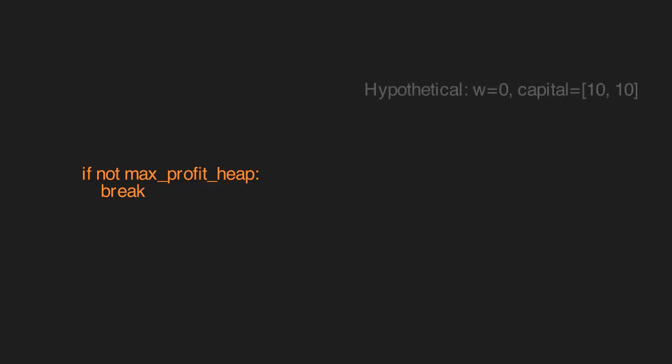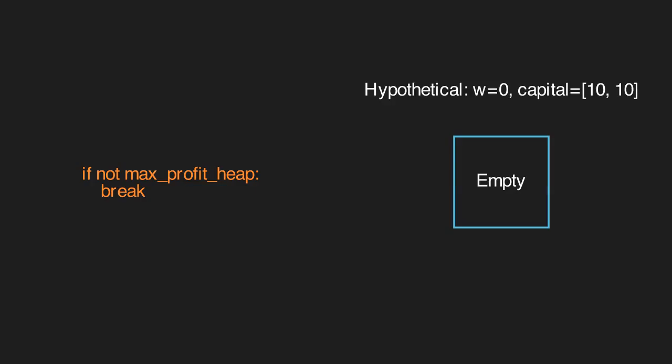Before concluding, let's observe a critical edge case handled by the code: if not max_profit_heap, break. What if, during any iteration, we couldn't afford any new projects and our heap was empty? This means we are stuck. Even if we haven't reached K projects, we mathematically cannot proceed because no projects are affordable. Breaking early prevents an error when attempting to pop from an empty heap.